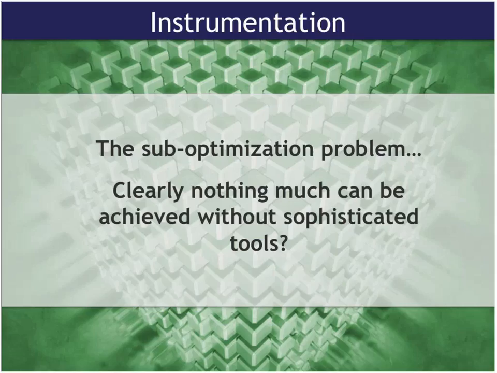So, instrumentation. Mention the sub-optimization problem. You can optimize part of a system and it's no good for the whole system. If you make the heart optimal, then your blood might circulate too fast for the rest of your organs. That's an issue with large organizations and service levels.